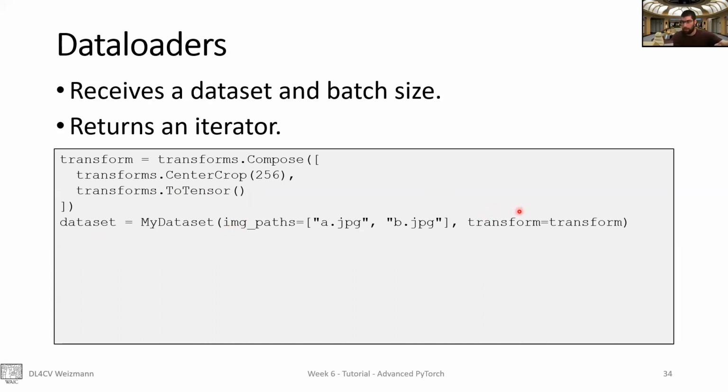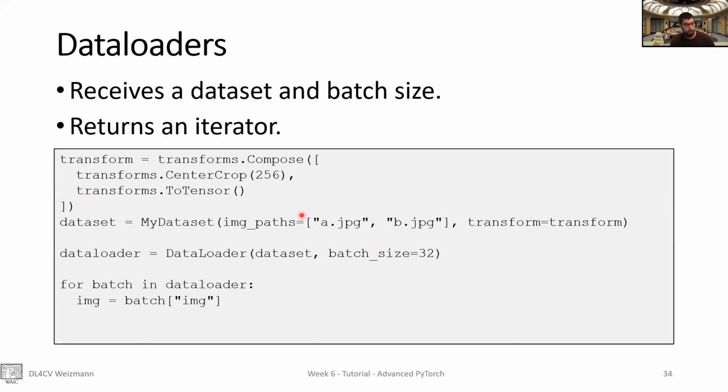So this is what we have seen so far. And how do we load the data? Usually, we create a data loader which receives this dataset, and a batch size, which here, for example, is 32. And how do we use this data loader? It's just an iterator. We can iterate over it. Here, each batch would be a dictionary where in each key we'll have a batch of examples.